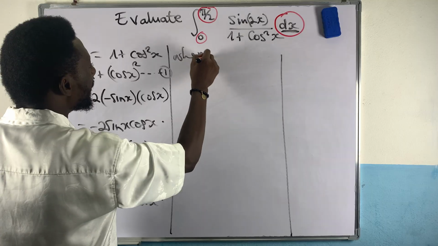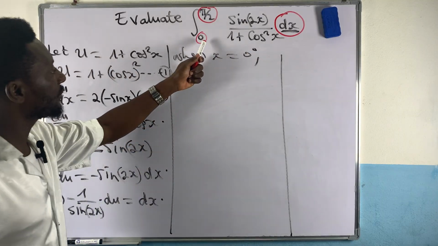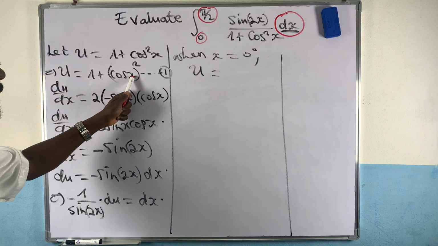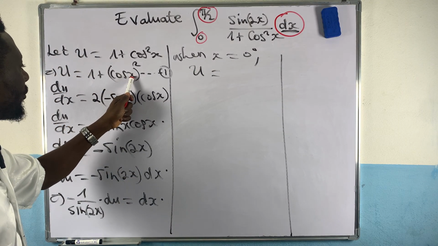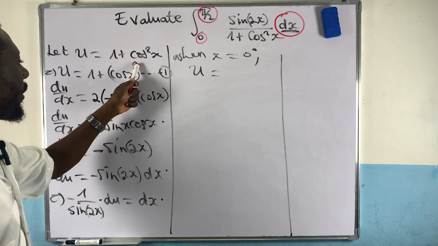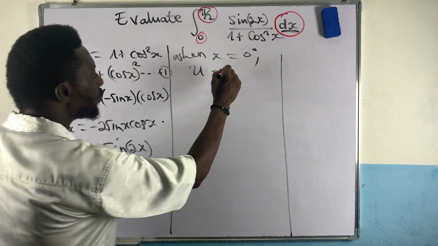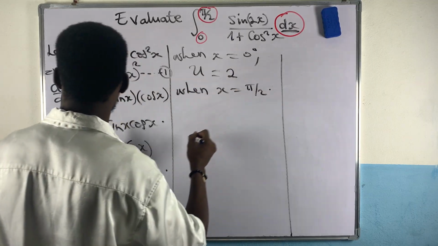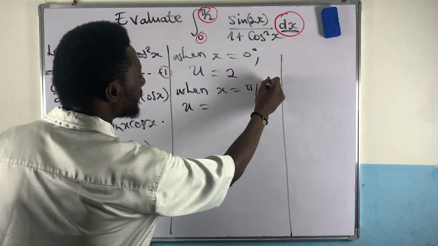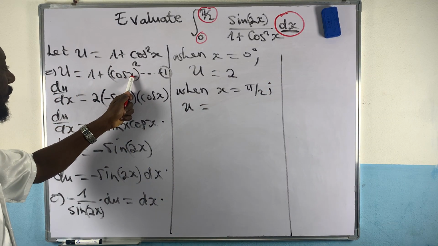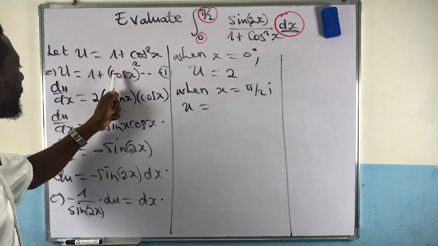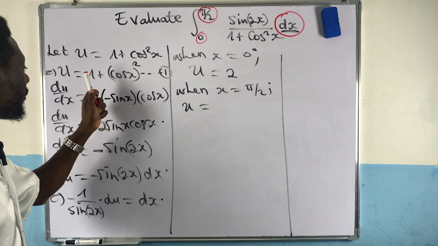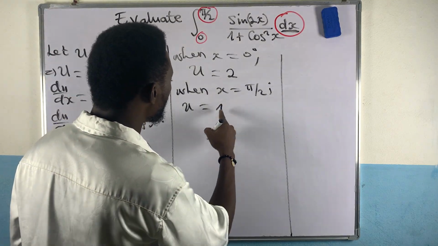So when x is 0, the lower limit, what will be my u? You substitute 0 in the place of x. So it becomes cos 0 here. Cos 0 is actually 1. When you square 1, it's actually 1. Plus this 1 will give us 2. So when x is 0, u is 2. When x is pi over 2, you substitute pi over 2 in the place of x. So u becomes 1 plus cos pi over 2. What is cos pi over 2? Cos 90 degrees is 0. When you square 0, it is 0, plus 1 gives us 1. So when x is pi over 2, u is 1.